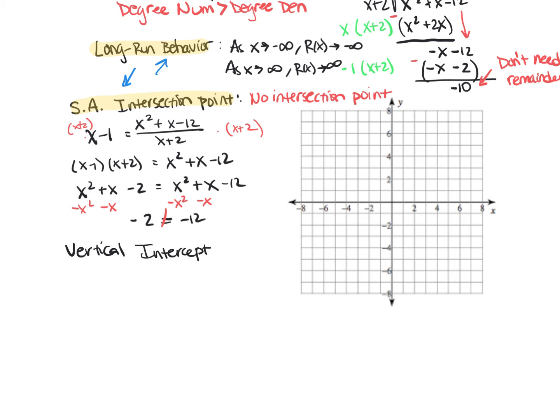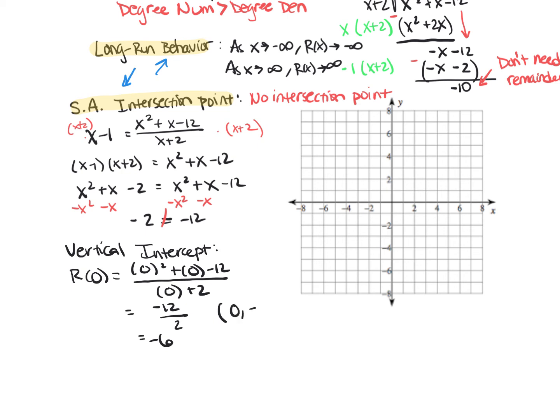The vertical intercept. Regardless of the function, we are always going to find that by plugging in 0 for x. So we'll have r of 0 is equal to, and again, you can put this into the factored version or the original version, that is up to you. I'm going to put this in the original version. So we'll have 0 squared plus 0 minus 12 divided by 0 plus 2. That's going to give us negative 12 over 2, or a negative 6. So our overall vertical intercept is going to be at 0, negative 6. So that is going to be that first feature.